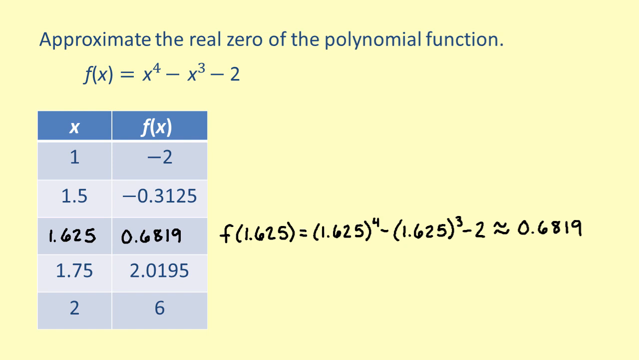This same process can be repeated to receive even more precise x values, leading to positive or negative function values, which continue to get closer and closer to 0. We can approximate that the real zero of the polynomial function is somewhere between the x values of 1.5 and 1.625.